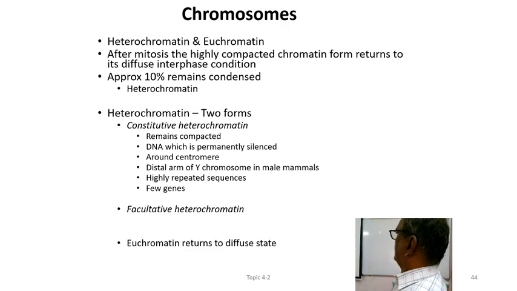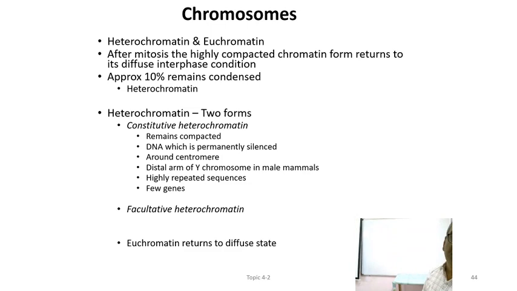So the constitutive heterochromatin remains as compacted DNA, permanently silenced around the centromere, and it is also present in the distal arm of the Y chromosome in male, in the case of the mammalian system. Highly repeated sequences and a few genes are present in this.